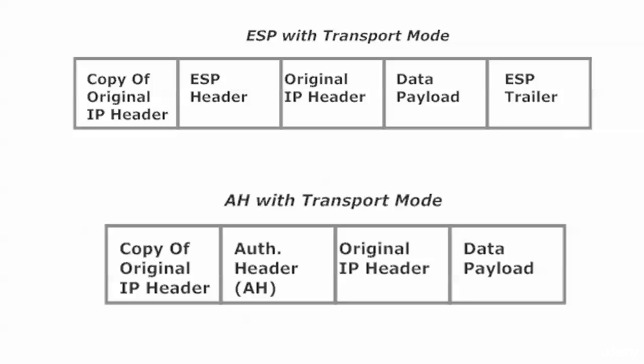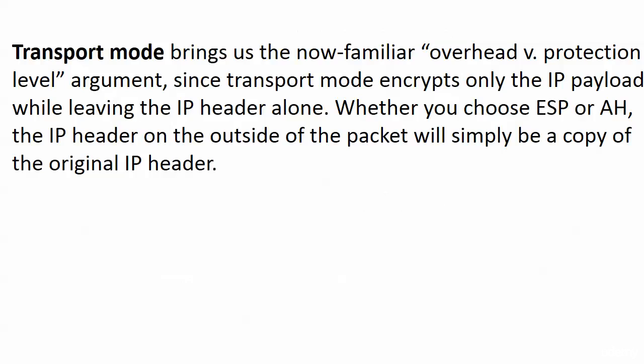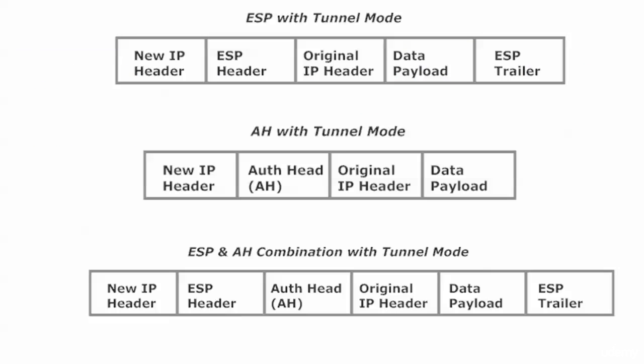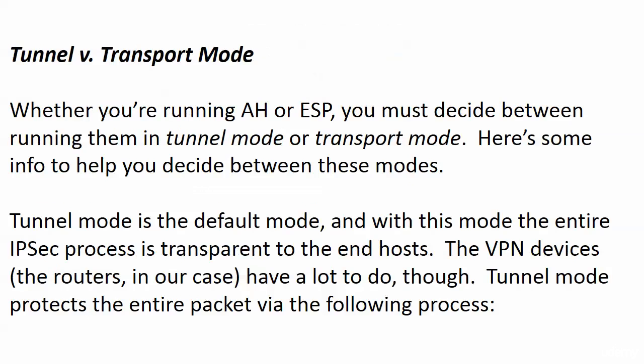So again, the argument here is overhead. That's what it comes down to really with AH and ESP in many cases. And when it comes to tunnel and transport mode, you've got to make that decision about overhead versus protection level. I think that is enough theory for right now.